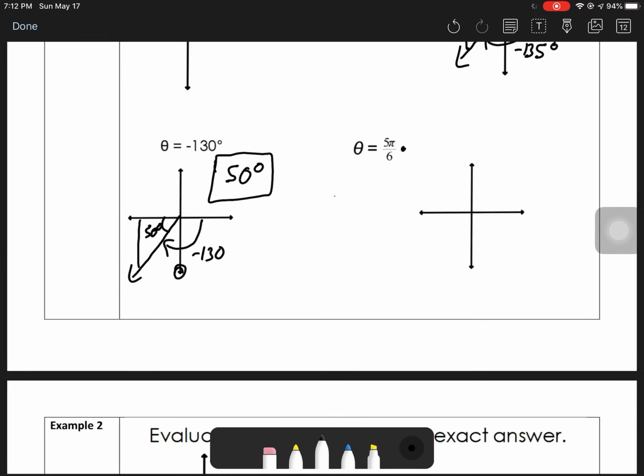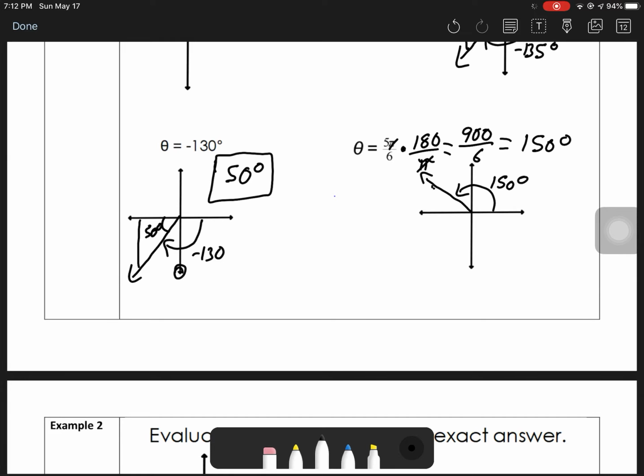5 pi over 6. So we're going to multiply that by 180 over pi, convert it back into degrees. The pi's go away. 5 times 180 is 900, divided by 6 is going to give us 150 degrees. So 150 falls in quadrant 2. It's a little bit further than 140. So we got to 150.